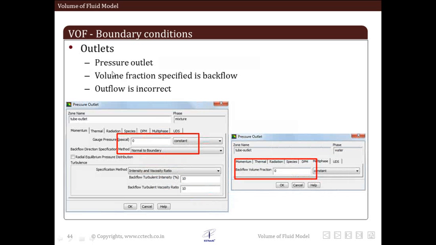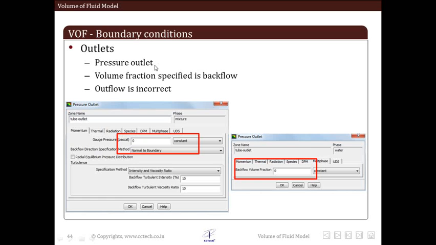Next boundary condition is outlet. We will discuss the pressure outlet. Within the pressure outlet, we have to give the gauge pressure and the backflow volume fraction. Backflow volume fraction specifies the quantity or amount of the phase that will enter in case there is backflow at the outlet boundary condition. Outflow is also available, but it is incorrect for the volume of fluid model. Note that outflow is not to be used with the VOF model.